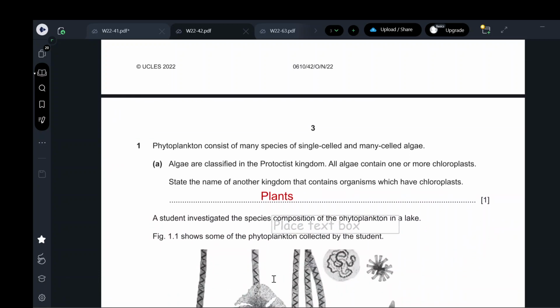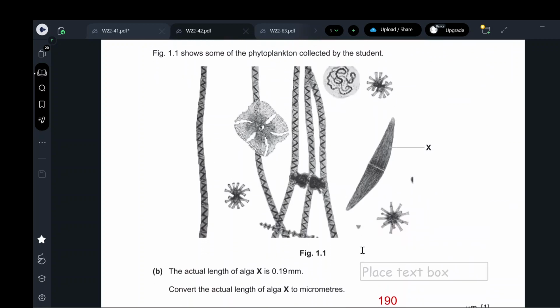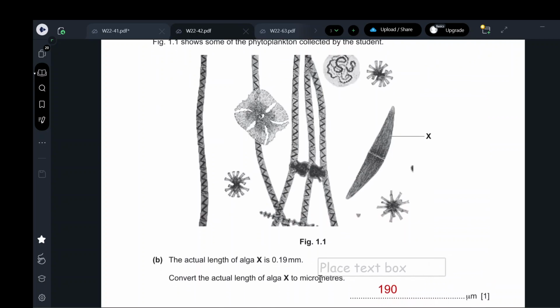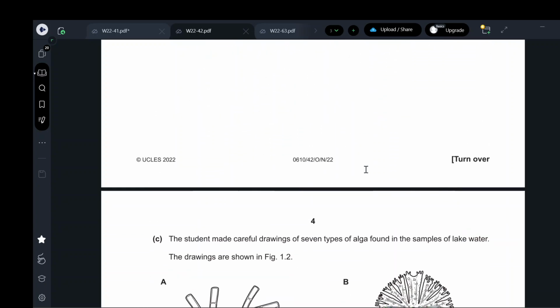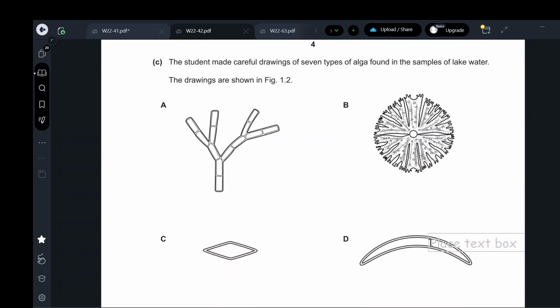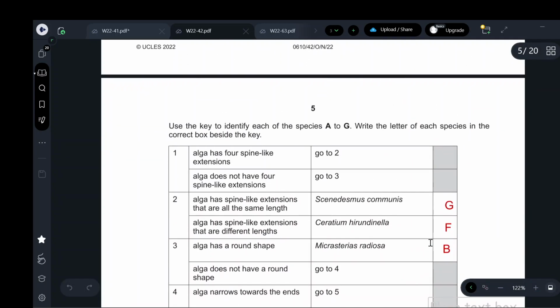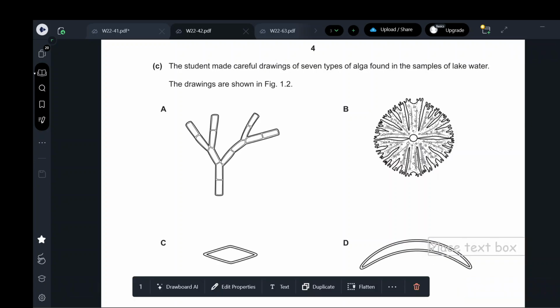A student investigated the species composition of the phytoplankton in a lake, and this is what he collected from the lake. The actual length is 0.19. Converted to micrometers, I will multiply by 1000. The student made careful drawings of 7 types of algae found in samples of lake water. I have multiple pictures and I have a dichotomous key.